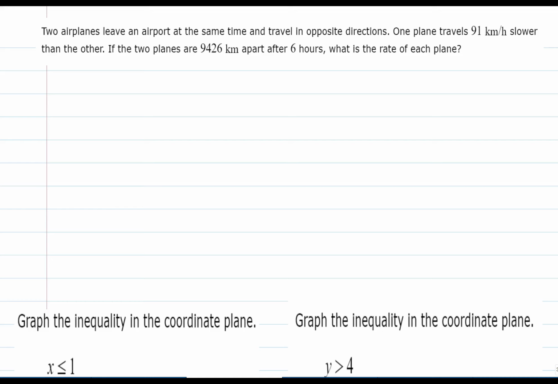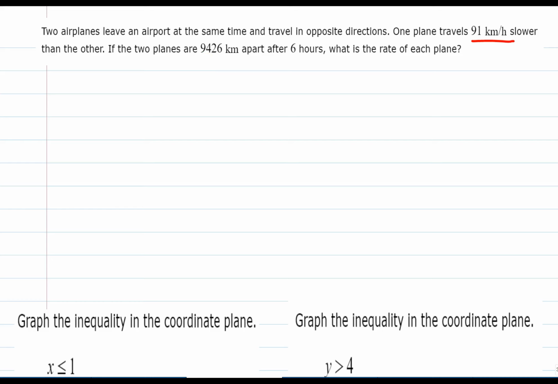Two airplanes leave an airport at the same time, travel in opposite directions. One plane travels 91 kilometers per hour slower than the other. If the two planes are 9,426 kilometers apart after 6 hours, what is the rate of each plane?